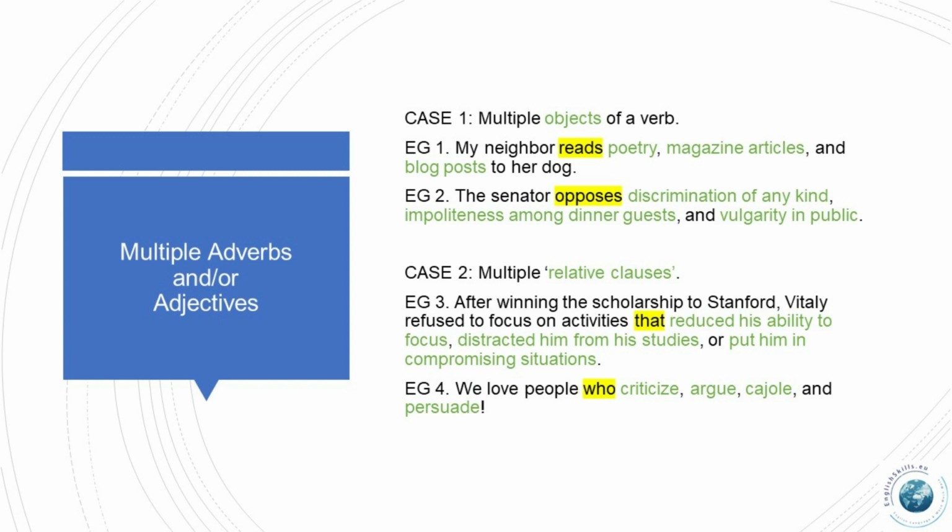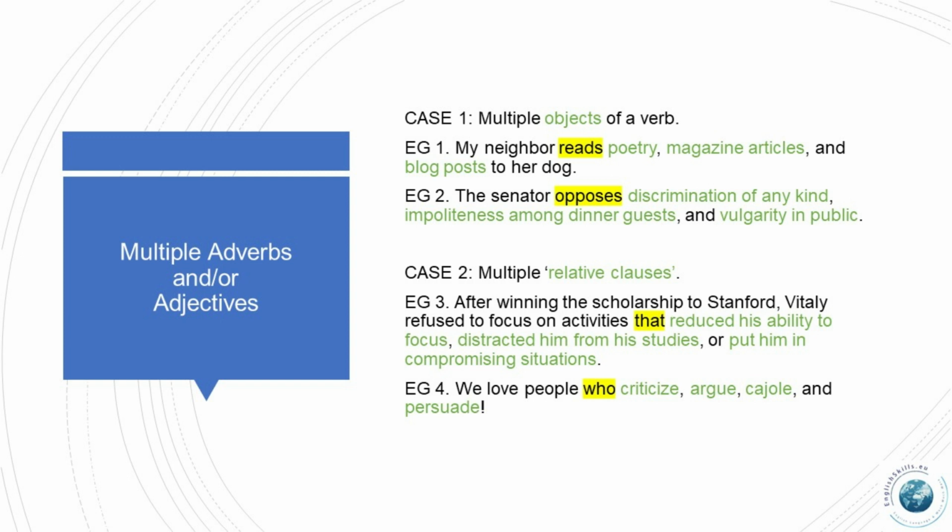Let's look now at multiple objects of a verb and multiple relative clauses. So we're going to look at both of these on this slide. Example 1, my neighbor reads poetry, magazine articles, and blog posts to her dog. So the read here is the verb, okay? Subject, verb, object. The neighbor is doing the reading, so she's the subject. Reads is the verb, and of course poetry, 1, magazine articles, 2, blog posts, 3, lucky dog. So multiple objects there.